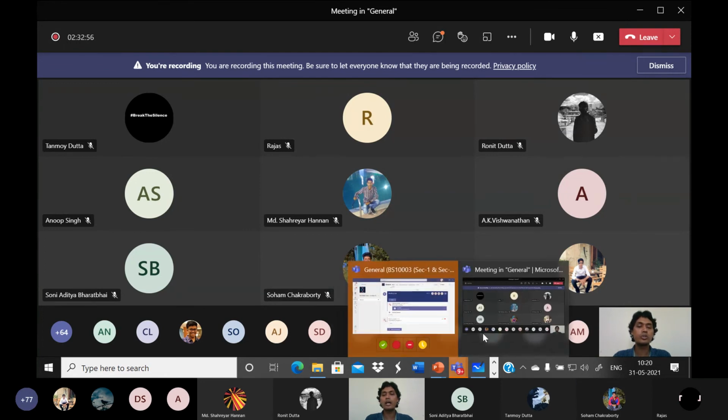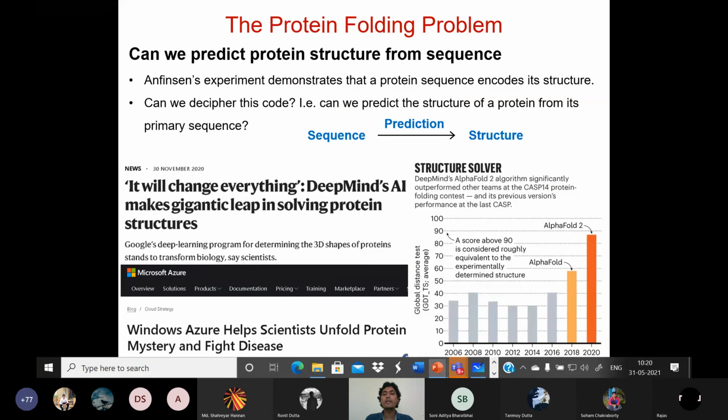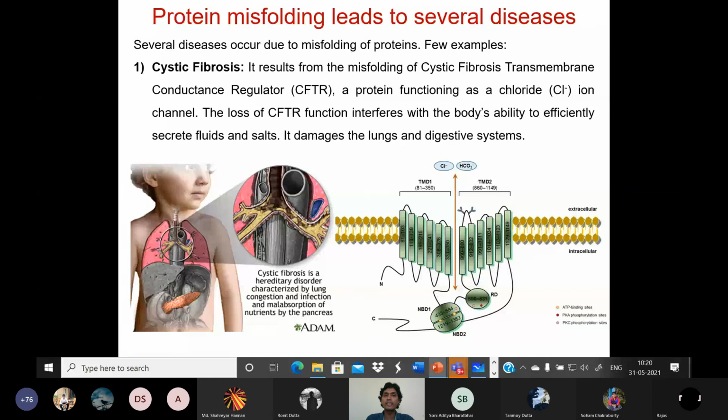Now it's almost done, and time is also over. This AlphaFold 2 is mostly informative, and if you get interested at some point, you can just search it. I will not ask you any question related to disease, but there are many diseases which happen because of protein folding problems. This is called misfolding of protein.